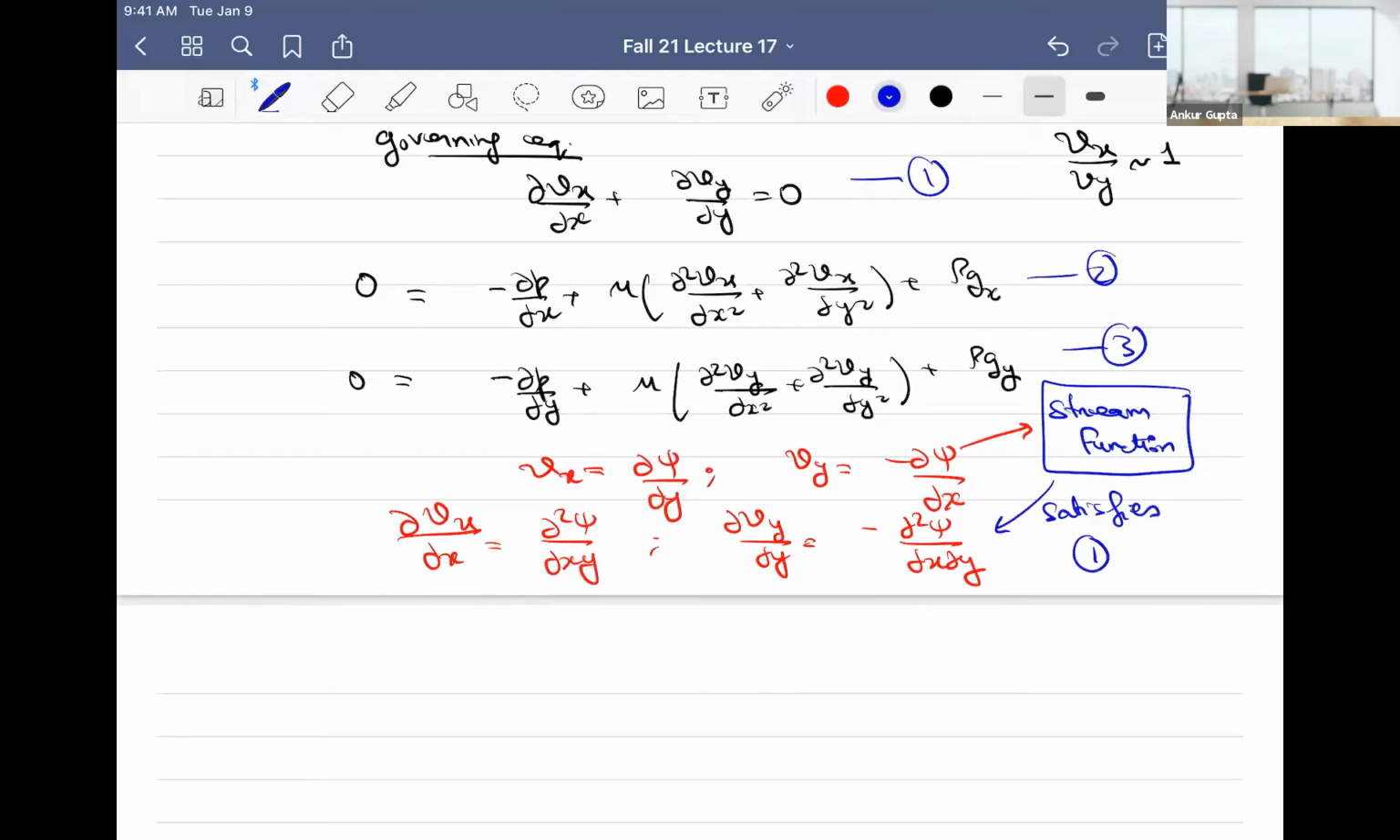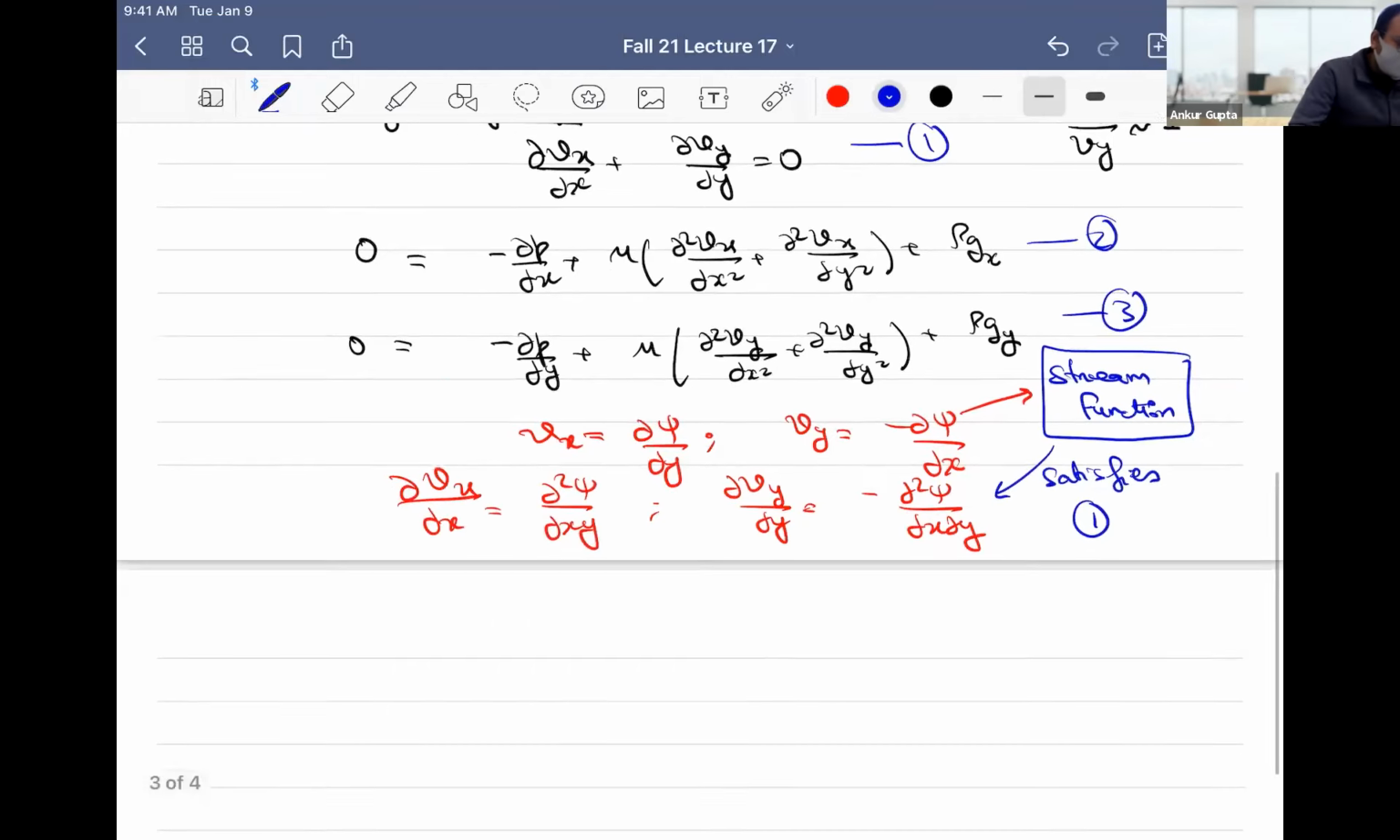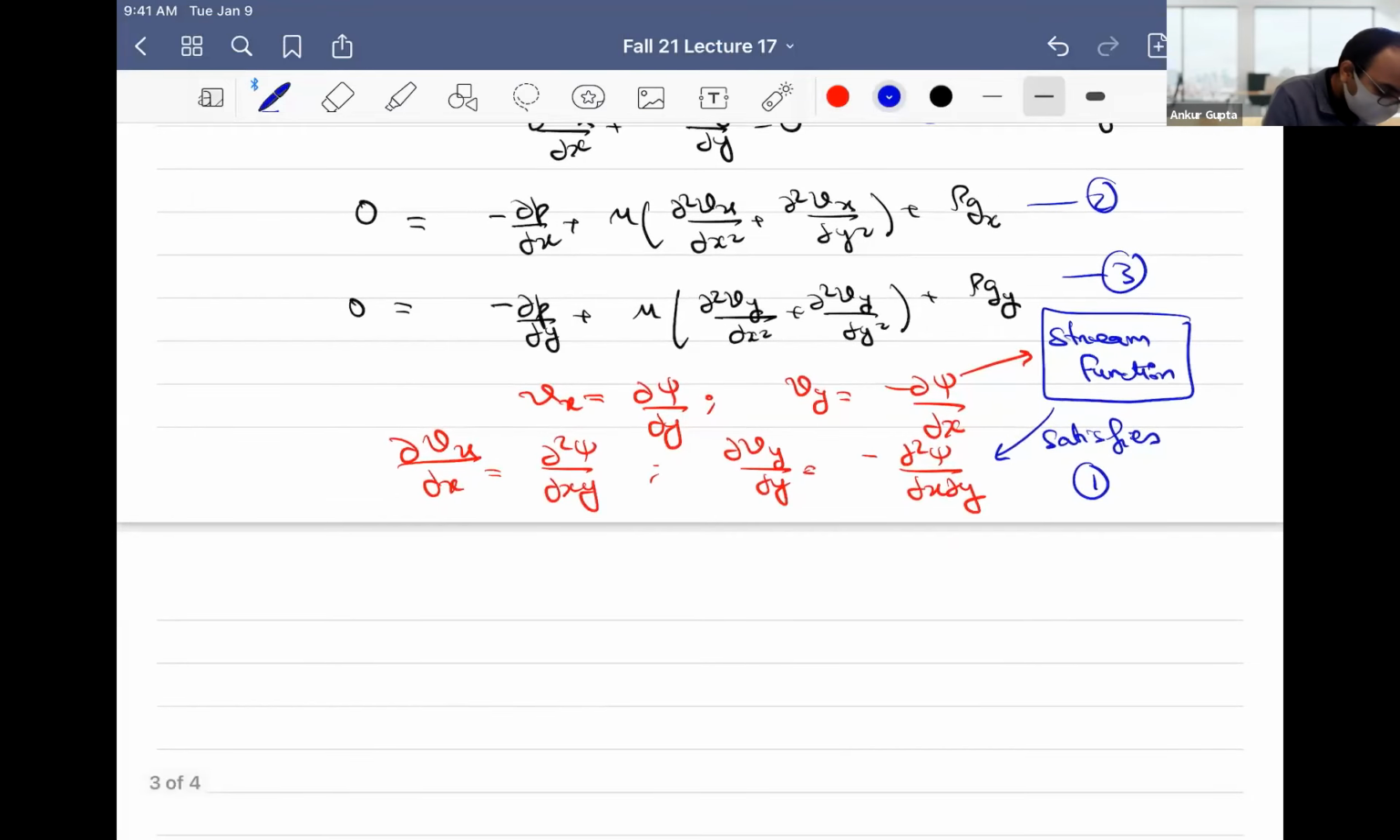So if I substitute this, essentially by writing it like this, my continuity equation is already valid. So that makes our life easier in the sense that I have 1 less equation to deal with, 1 less variable to deal with, right? So the idea is to decrease the number of variables. So once we do that, then we'll say now let's modify 2 and 3 with psi substitution.